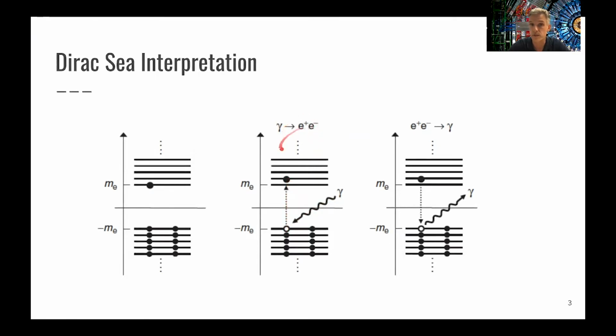So this process is then equivalent to the creation of a positron and an electron pair with a photon, pair production. You can also explain annihilation, where there's an empty negative energy state where the electron just falls into, creating a photon. So while the interpretation is useful and explains pair production and annihilation processes, it fails to explain what this vacuum, the sea of negative energy states, even is.